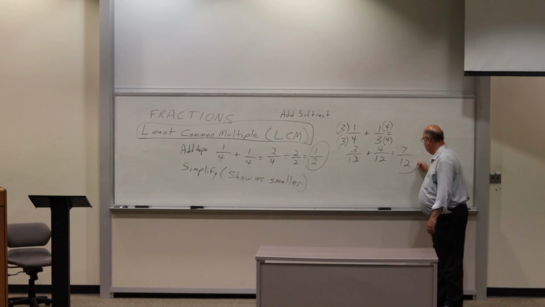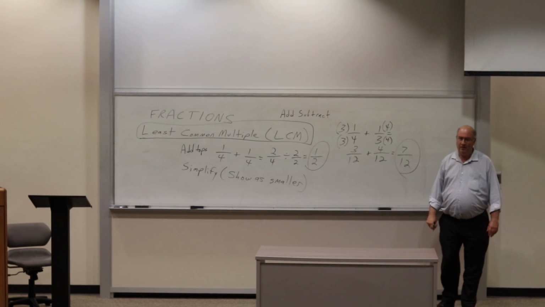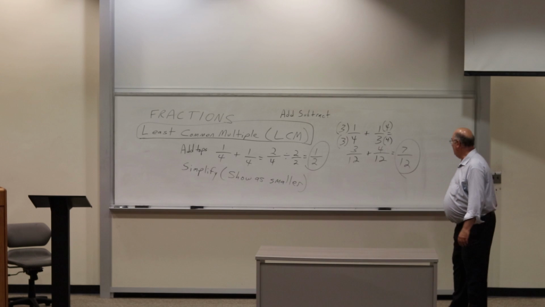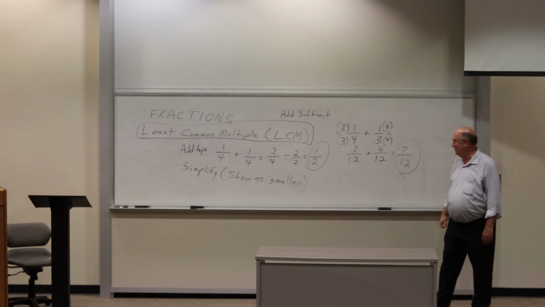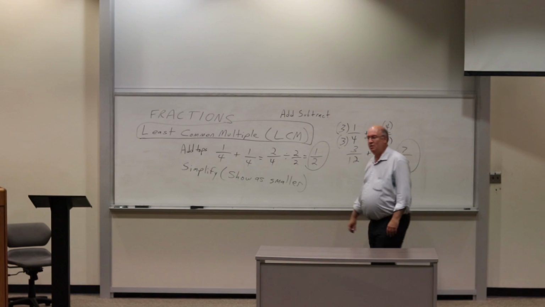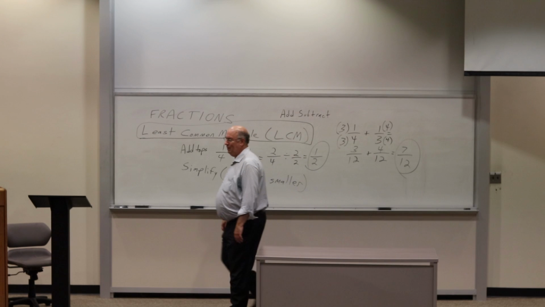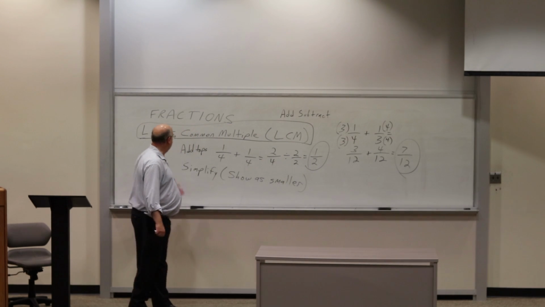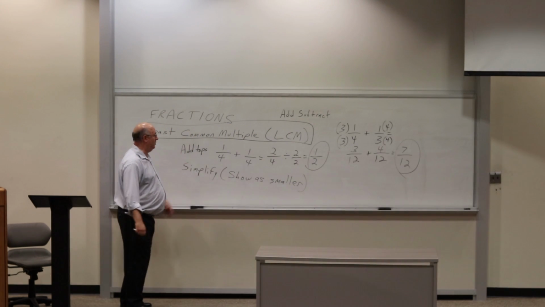7/12. Can't simplify it. 7 is a prime number, and the bottom number doesn't divide by 7. So we have 7/12, and that's our answer. Okay, so far so good. That's easy for least common multiple.